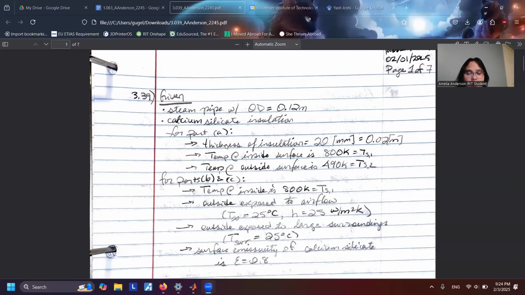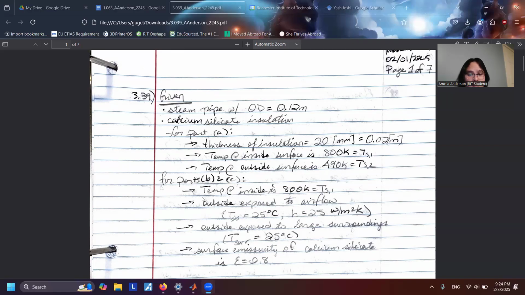For part A, we are given a thickness of insulation of 20 millimeters, which is 0.02 meters. The temperature at the inside surface is given as 800 Kelvin, and the temperature at the outside surface is given as 490 Kelvin. These are currently labeled as Ts,1 and Ts,2. Later on, they will change to T1 and T2 because I didn't want to write commas all the time. So as a forewarning, these will be T1 and T2.